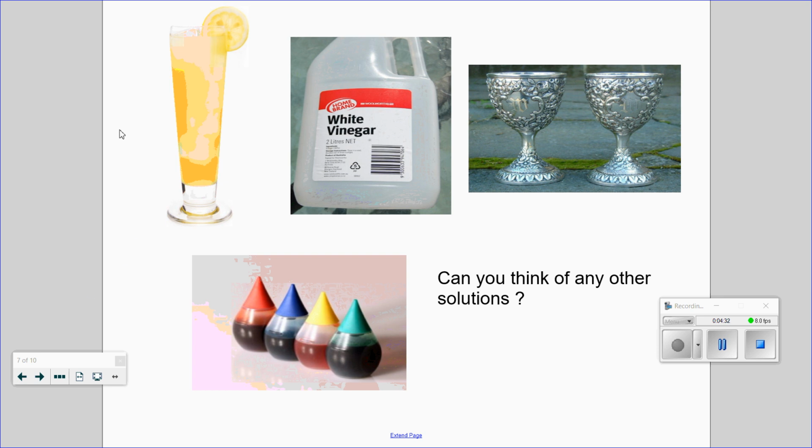We have a fruity drink here. We have white vinegar. We have these sterling silver cups. We even have a food color dye. Each of these 4, you look at them and you think, well, they only have one color. They only have one scent. They only have one taste. But in order to make each of these 4 things, you have to take at least two items and mix them together. But when mixing them together, it creates a homogeneous solution where you see, touch, and smell only one set of properties.